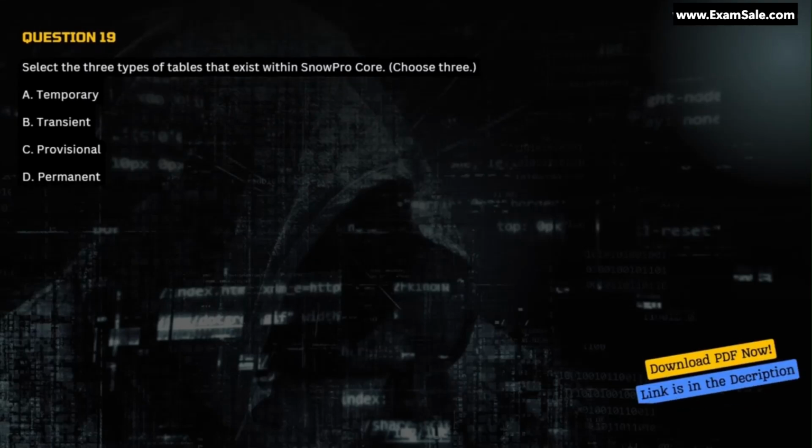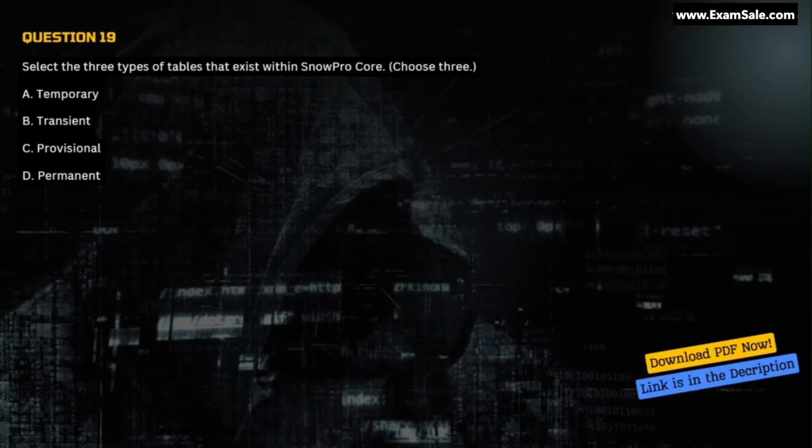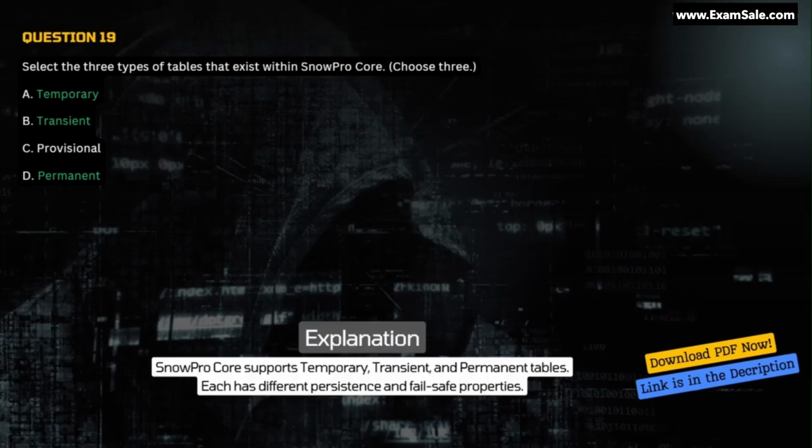Question 19. Select the three types of tables that exist within Snowflake. Choose 3. A. Temporary. B. Transient. C. Provisional. D. Permanent. Correct answer A, B, and D. Temporary. Transient. Permanent. Explanation. Snowflake supports temporary, transient, and permanent tables. Each has different persistence and fail-safe properties.